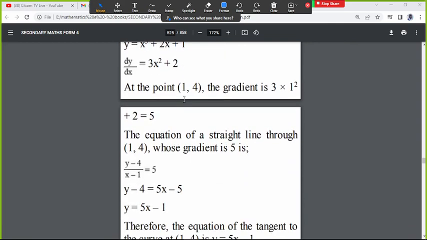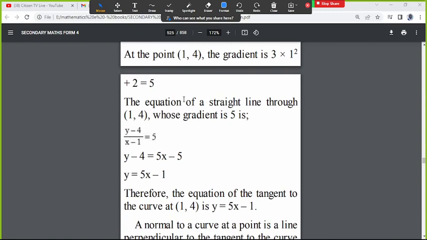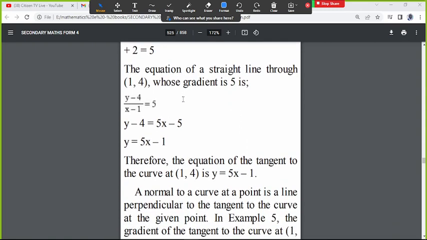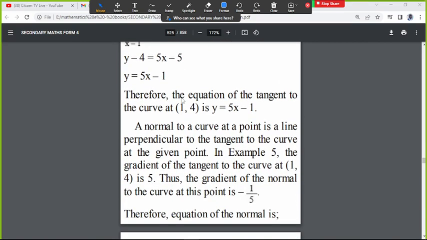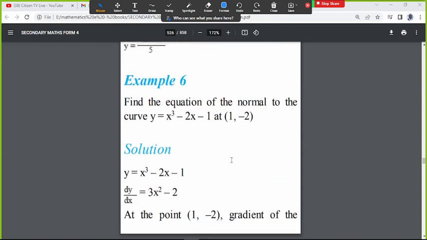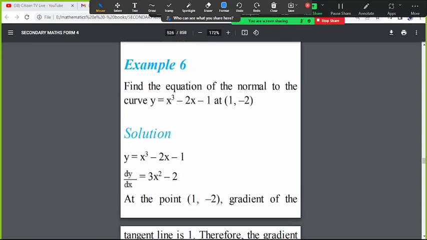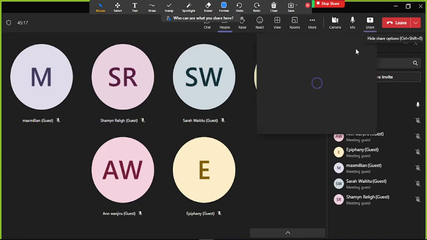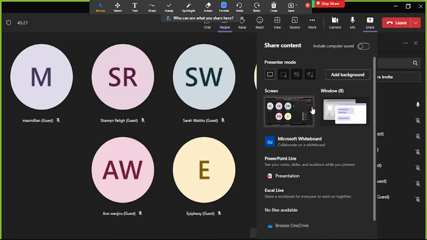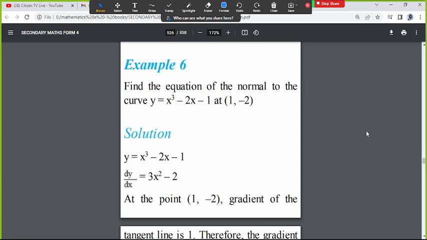Those who have joined us, do you have our screen? Epiphany, you have the screen? No. That makes us reshare. Now you have the screen? Yes. Ah, good.